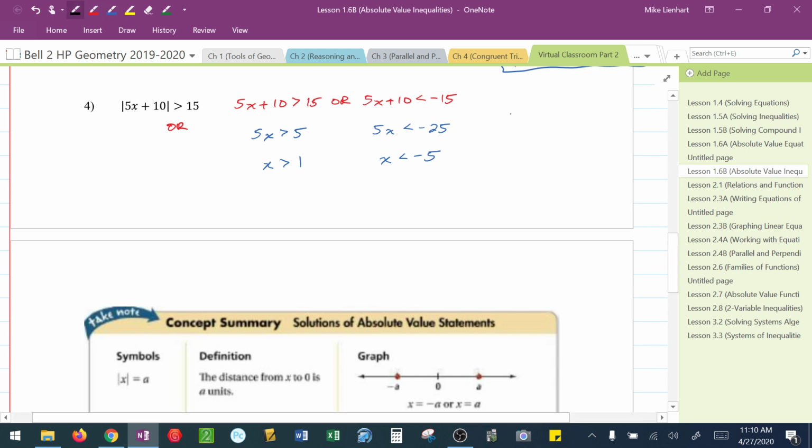I take those inequalities, I graph them. I have a negative 5. I have a positive 1. At the negative 5, I have an open circle shaded to the left. At the 1, I have an open circle shaded to the right. I'm going to show that solution as my final answer, which would be x is less than negative 5, or x is greater than 1. And that would be my final simplified answer.